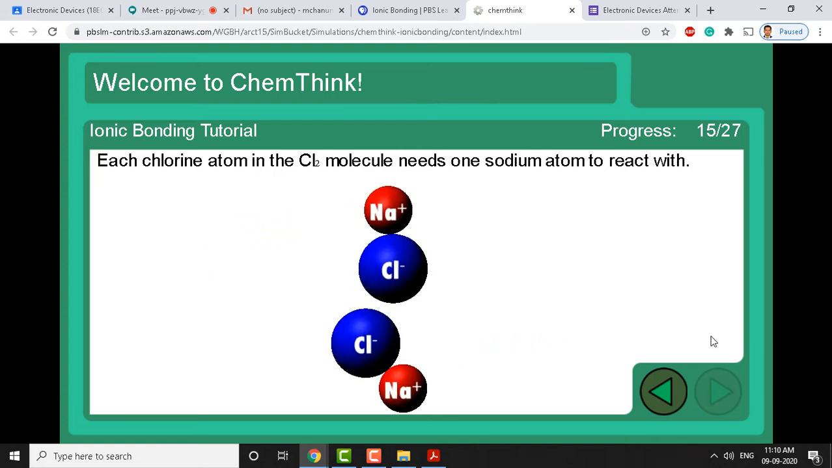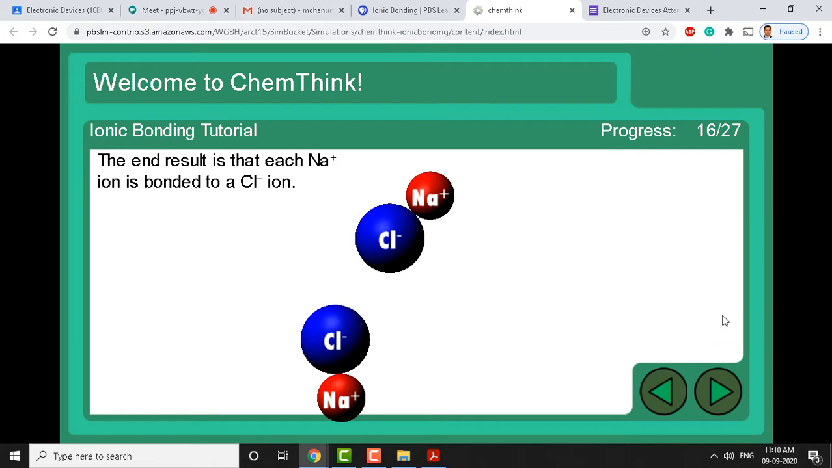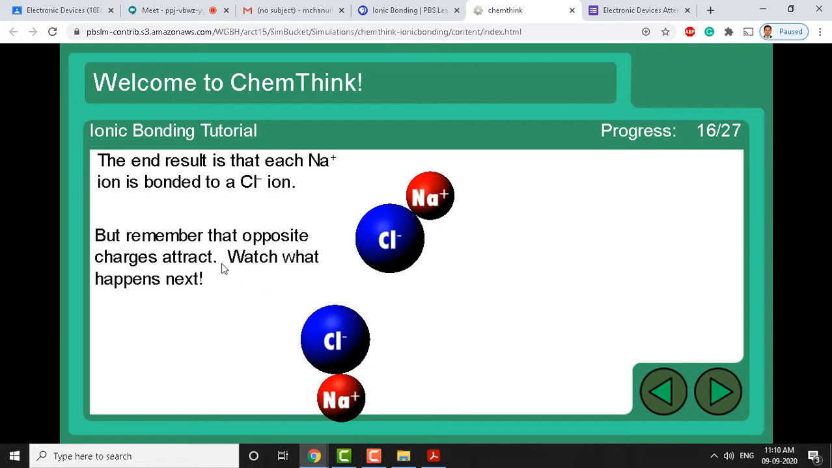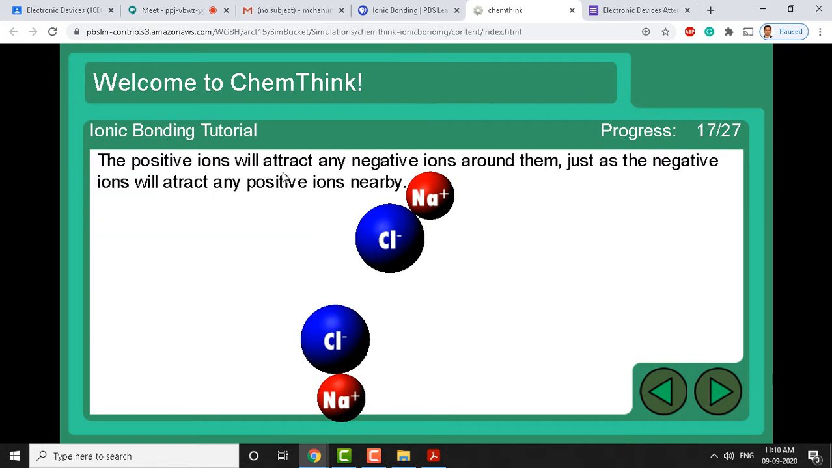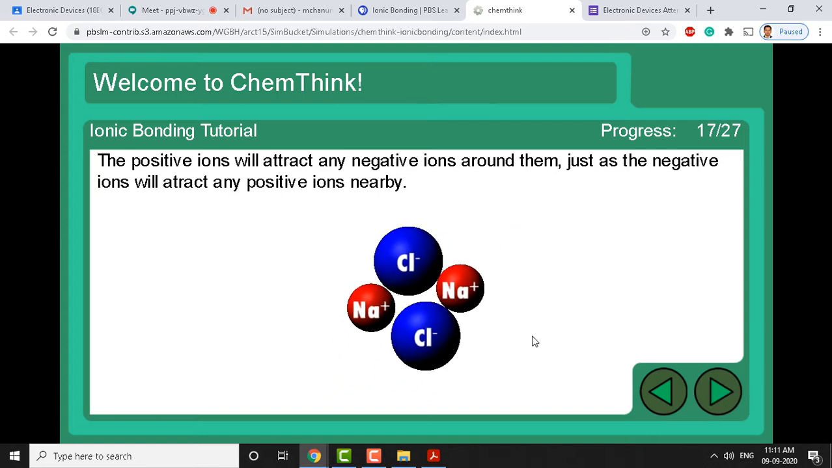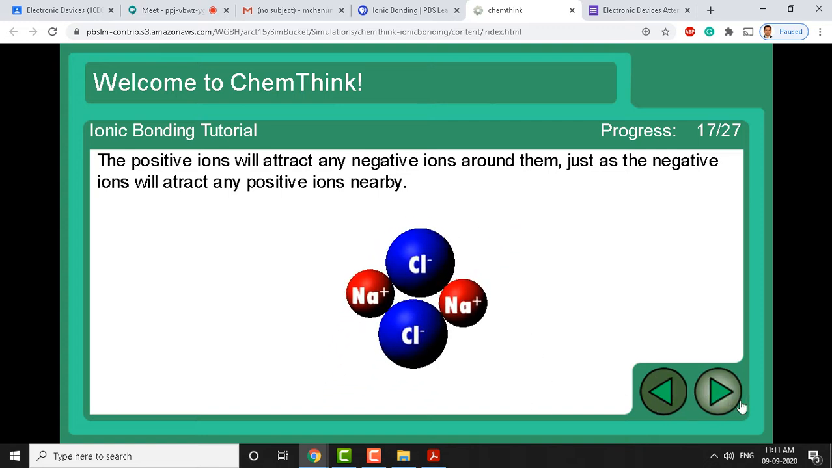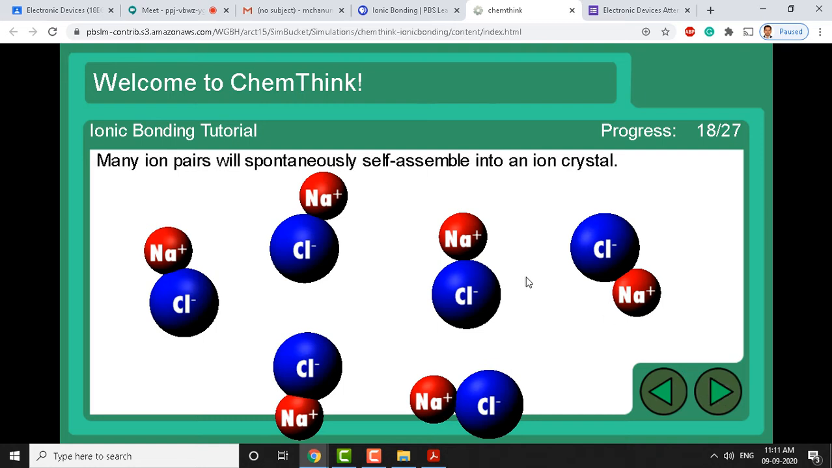Now you can see that they tend to attract with opposite signs, and the end result is that each Na ion is bonded to a negative chloride ion. The opposite charges attract each other, and you can see what happens next. The positive ions will attract any negative ions surrounding them, just as negative ions will attract any positive ions nearby, and it forms a bond. So this is what you are seeing here. Many such ion pairs can spontaneously self-assemble into the ion crystal.